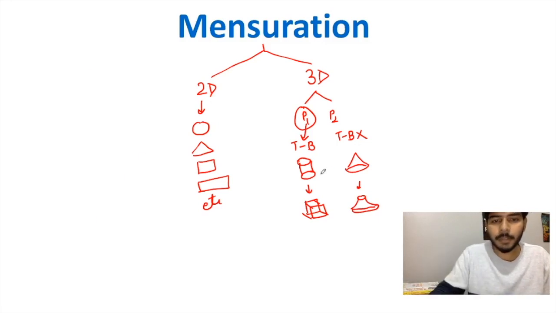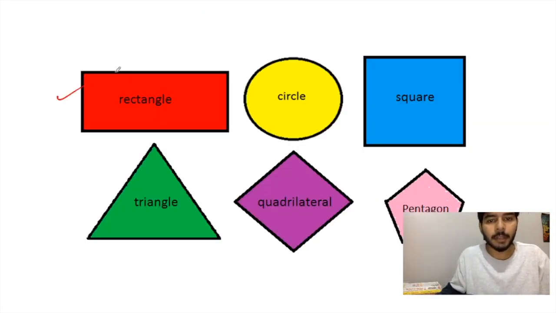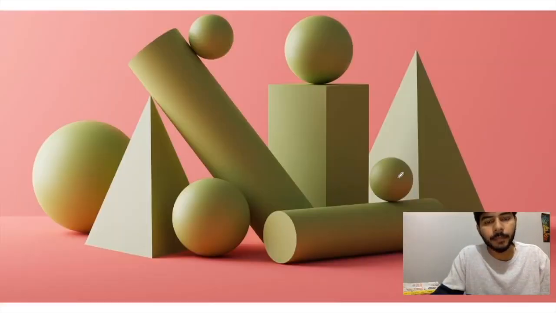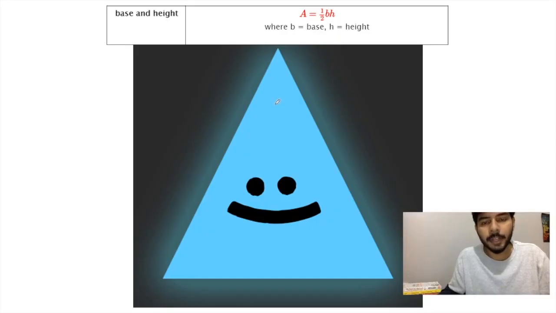So let's begin our chapter with 2D figures. There can be rectangle, circle, square, triangle, quadrilaterals, and pentagon. These are 2D figures. Now, the first figure is the triangle. The basic formula to find the area of a triangle is 1 upon 2 base into corresponding height. Mind my words, I said corresponding height.